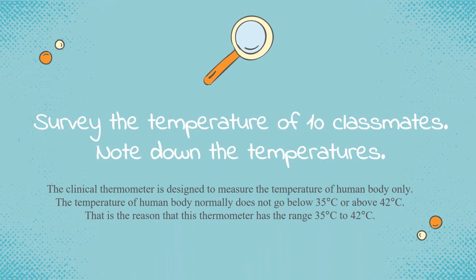The clinical thermometer is designed to measure the temperature of the human body only. The temperature of the human body normally does not go below 35 degrees or above 42 degrees Celsius. So not below 35 degrees Celsius or above 42 degrees Celsius. That is the reason that this thermometer has the range between 35 degrees Celsius to 42 degrees Celsius.